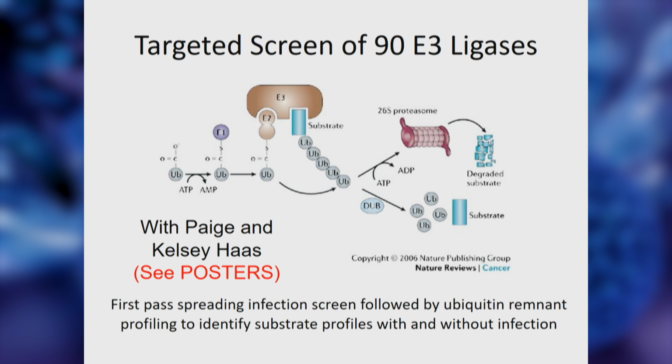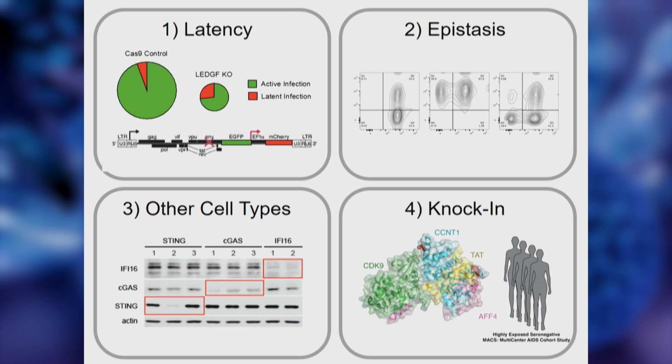And I would highly encourage you to talk to a couple graduate students in our lab, Paige Haas and Kelsey Haas, who have posters here today talking about different CRISPR screens and technologies that we're using. And besides doing this, we're also expanding this to look at HIV latency, look at epistasis. We've expanded it to tissue cell types, macrophages, dendritic cells, and we're also now beginning to do high-throughput knock-ins.